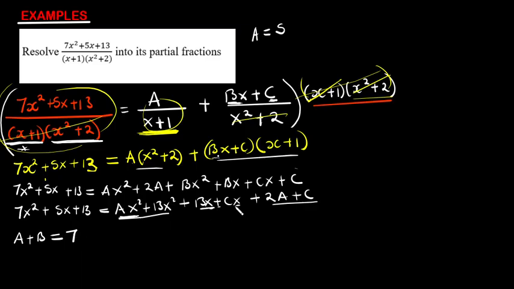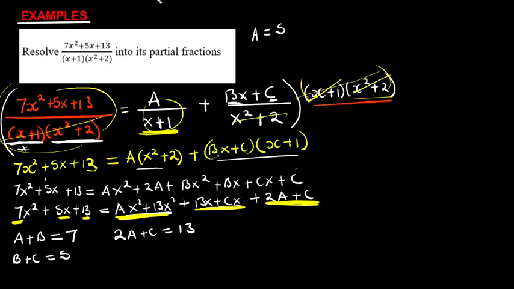Then the other part, which is this part, it is b plus c is equal to 5. Then the other part is 2a plus c is equal to 13. So I've gotten this part, which is constant. I have this part, which has x squared, and this is the one which has been equated to 7. And this part, which is just having the x, I've equated to 5. And this one, which is just a constant, I equated to 13.